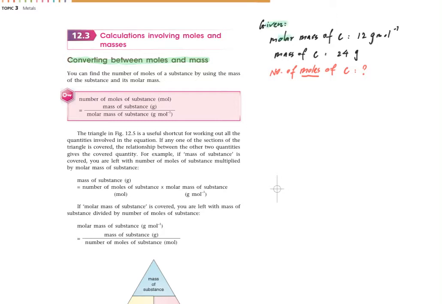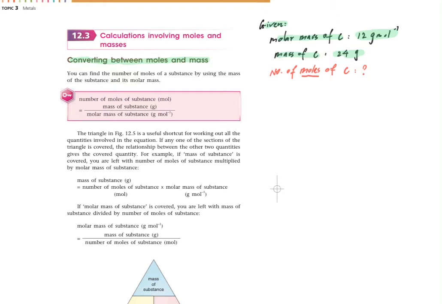Given the molar mass of carbon is 12 gram per mole. We know the value is the same as the relative atomic mass of carbon, which you can find from the periodic table, right? And then given the mass of carbon is 24 gram. Because we know that for 1 mole there are 12 grams, now we have 24 grams. So I want to ask how many moles of carbon. We just simply use division, then we can find out the number of moles of carbon, right?